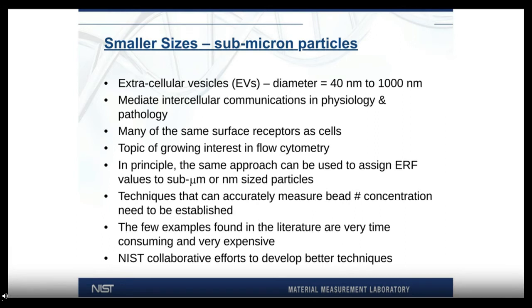So where are we going next? We're going to smaller sizes. We want to characterize submicron or nanometer-sized particles in a similar way. This is of great interest because of the study of extracellular vesicles and viruses, which have diameters that typically range from 40 nanometers to 1,000 nanometers.